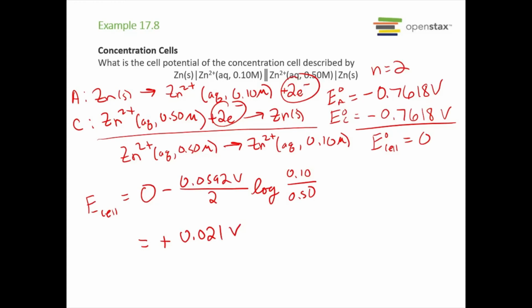So this would tell us that this overall cell reaction is spontaneous. This reaction has the zinc ion concentration in the cathode falling. It's being reduced to elemental zinc, while the anode side is rising, so it's being produced by the zinc anode.